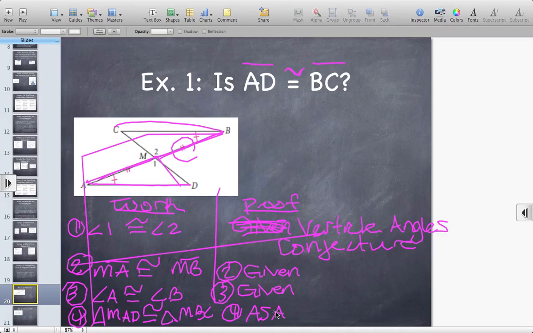Then finally, ideally you'd be writing smaller with more space, we can say that AD is congruent to BC, and the reason why is because of corresponding parts of congruent triangles are congruent. So CPCTC. And that's our proof. Now, in sentence form or paragraph form, you put all this proof information into complete sentences.